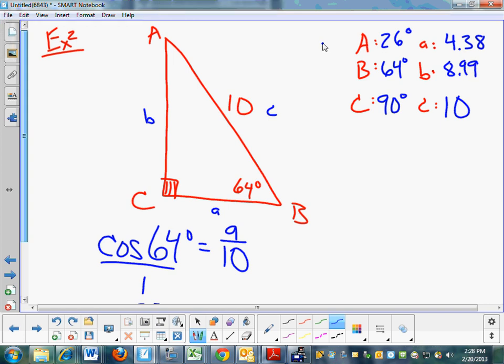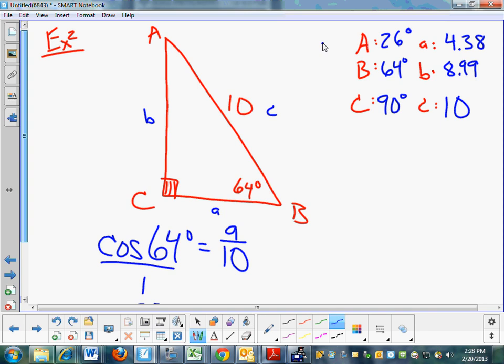Let's see if that makes sense. What's the biggest angle? 90. What's the biggest side? That works out. What's the smallest angle? 26. Smallest side? Yep. It's got to match up like that. Biggest angles, biggest sides, smallest angles, smallest sides. Could you solve for a right triangle faster too? Good. It's on your study guide. Be on the test.